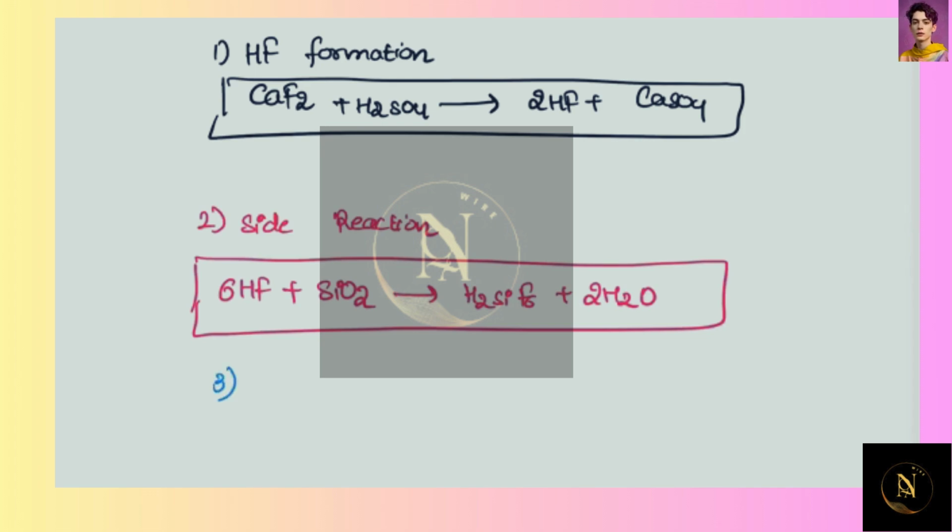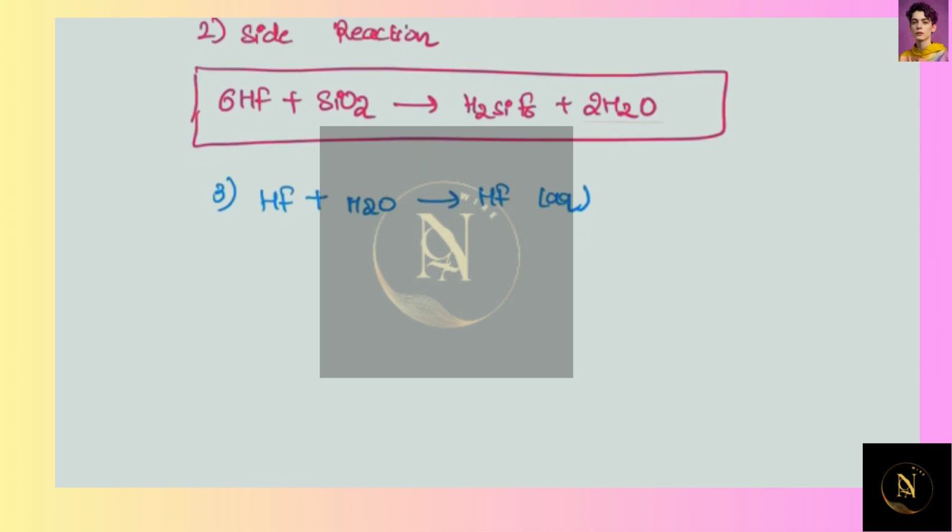Further, HF will react with water and we are getting HF aqueous. So this is the case here. From the reaction we can say 100 gram of fluorine is available: 96 gram CaF2 and 4 gram of SiO2.